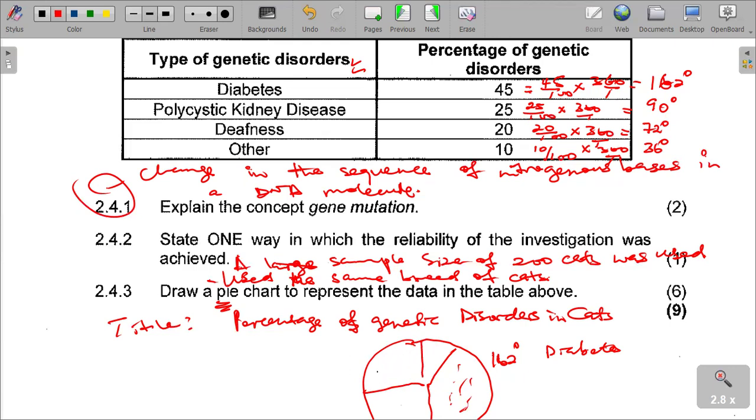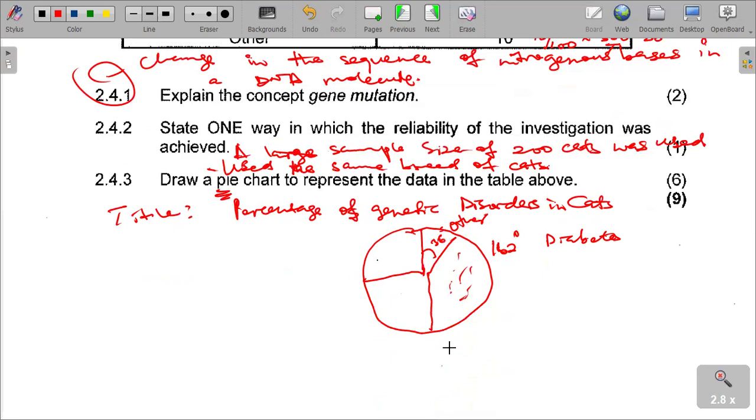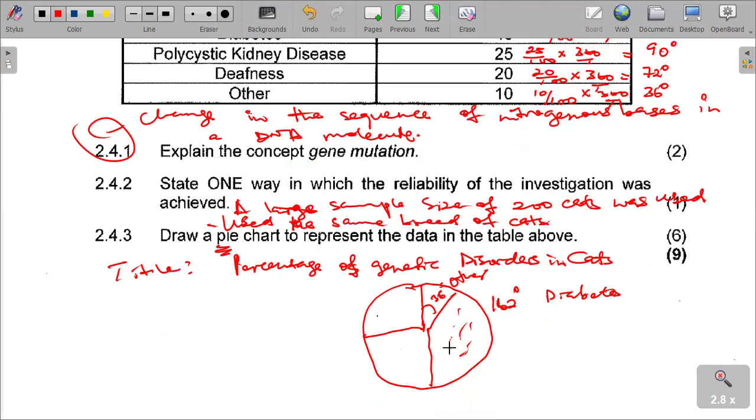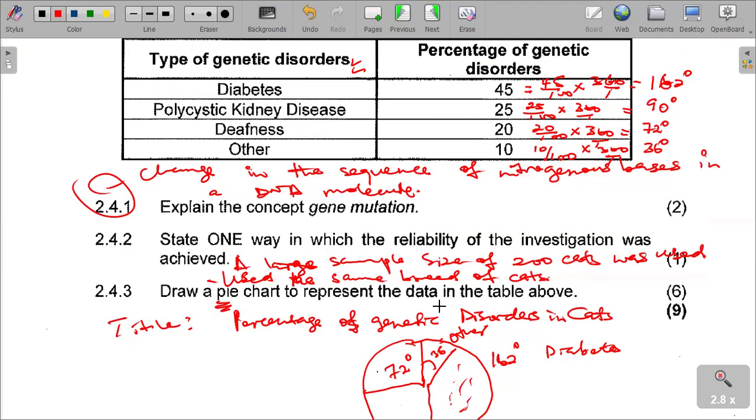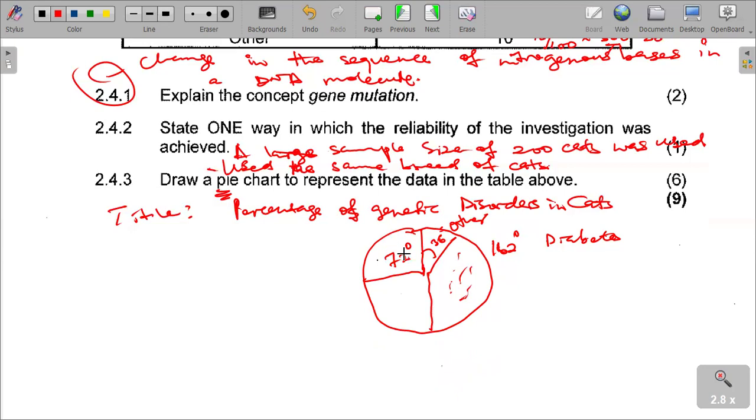So I can say something like this. Here is other, which is 36 degrees, and then we have deafness, which is 72 degrees, and then we have polycystic kidney disease, 90 degrees.